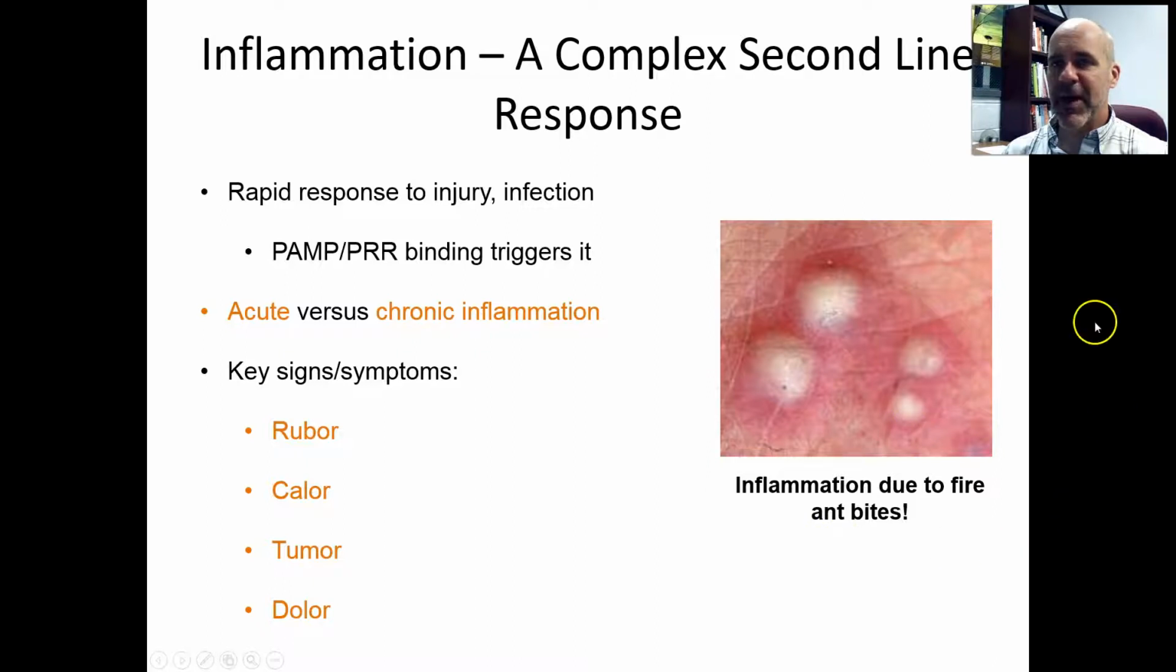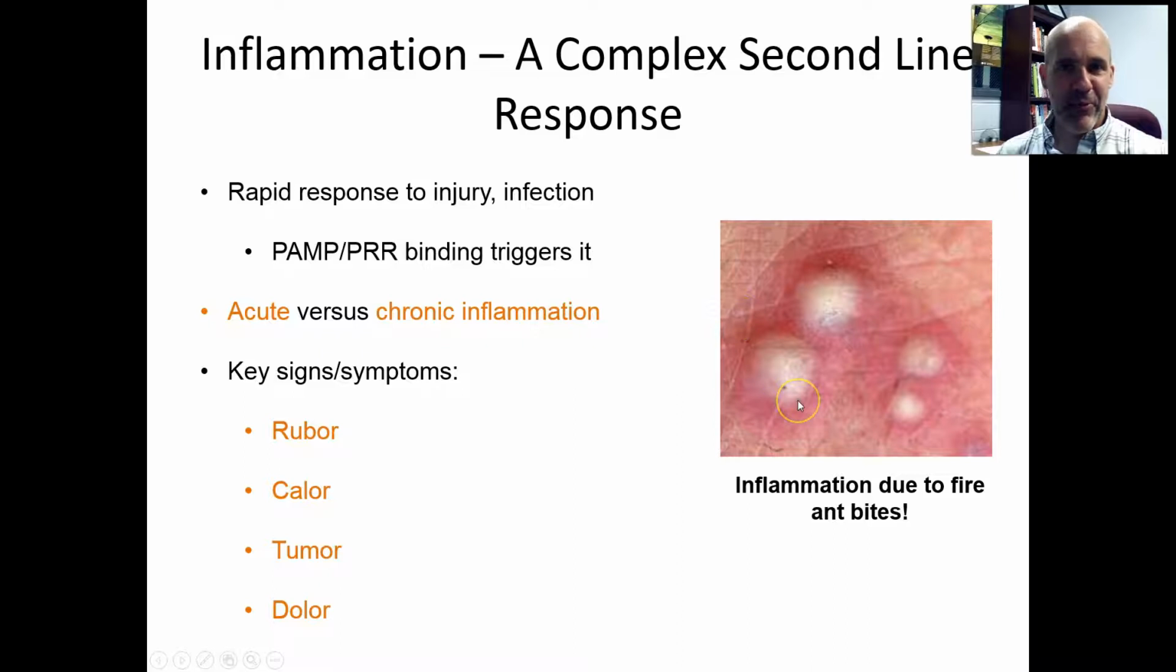I imagine many of us, if not all of us, have experienced this before. Here's an image of some inflammation due to bites from those evil fire ants that we have around here. That illustrates the key signs and symptoms of inflammation. The Latin terms for those are rubor, calor, tumor, and dolor. Rubor, like ruby, is redness on the surface of the skin, or on a mucous membrane like the back of the throat. Rubor is a key sign of infection.